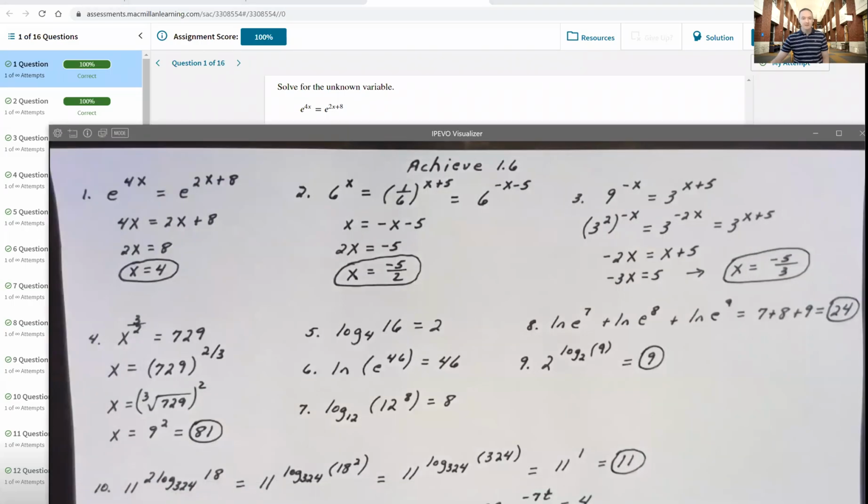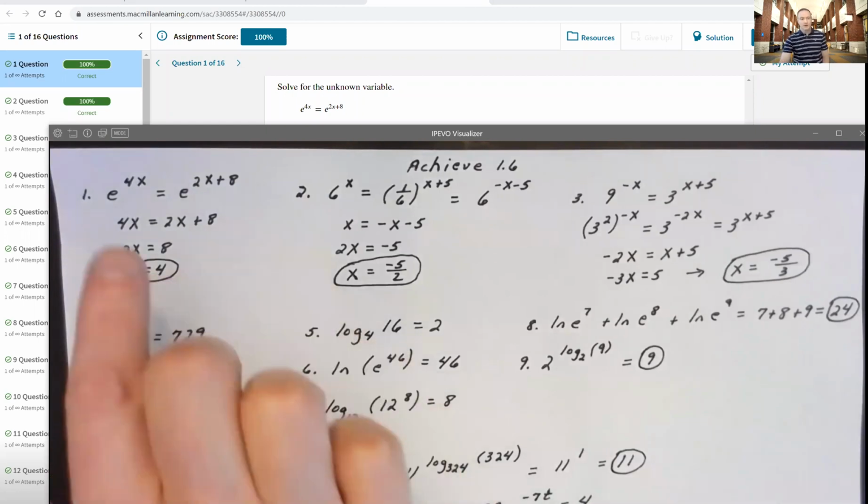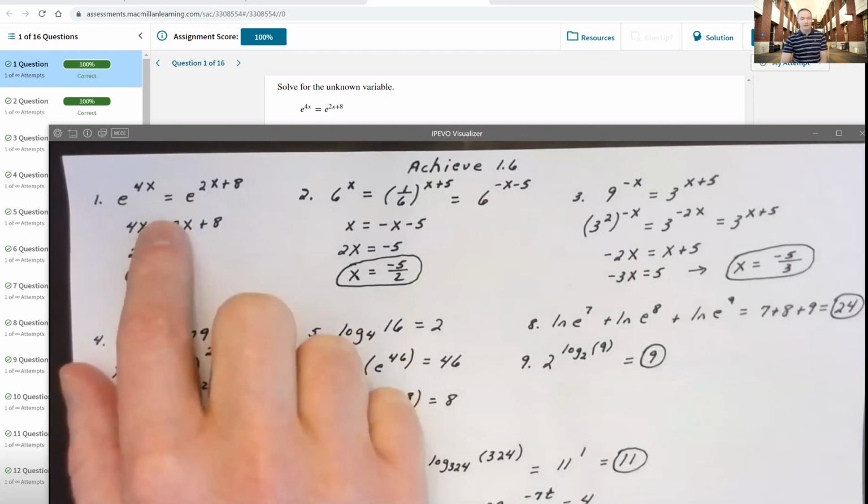Section 1.6 on Achieve deals with exponential and logarithmic functions. Pretty straightforward for most of the problems. Take a look with me at the first one here.